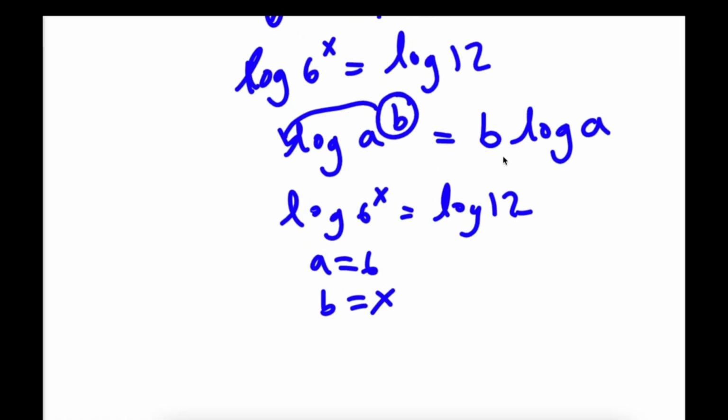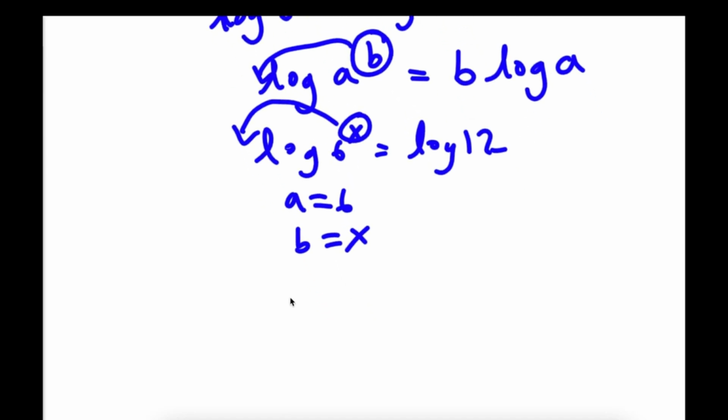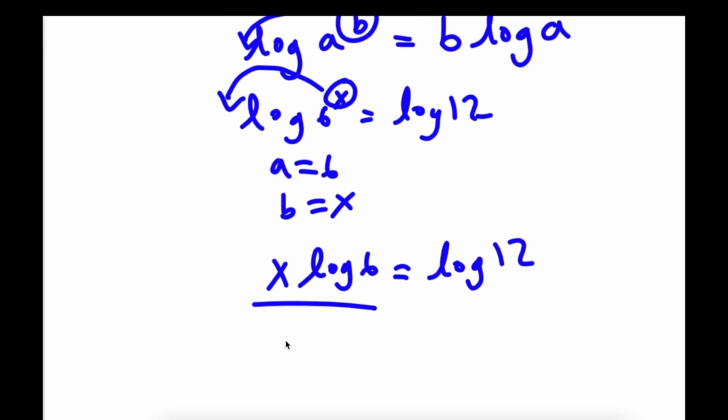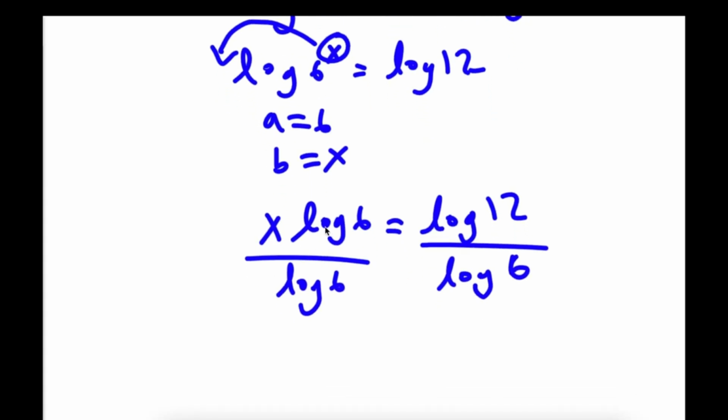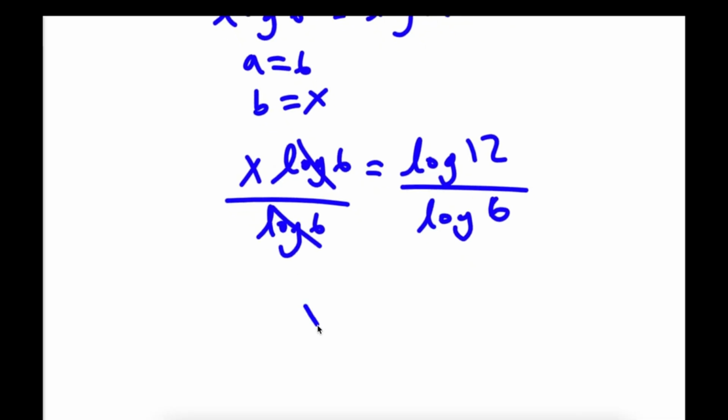So if we want to change it into the form b times log a, I'm going to move this exponent x to the front of the logarithm. So now this will be equal to x times log 6 is equal to log 12. Now I can divide both sides by log 6. So then these two cancel out, and I would have x is equal to log 12 over log 6.